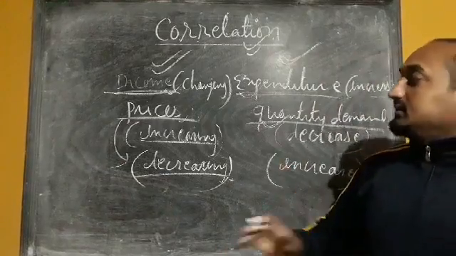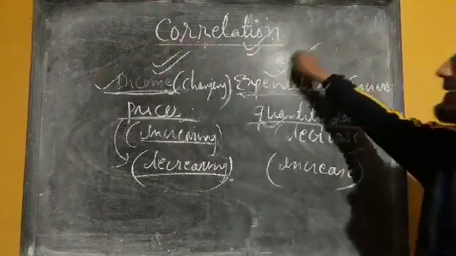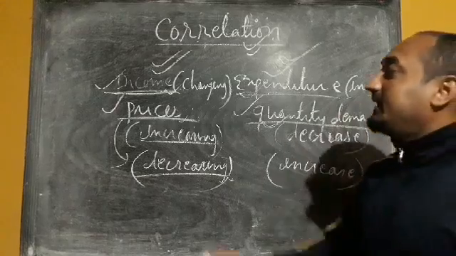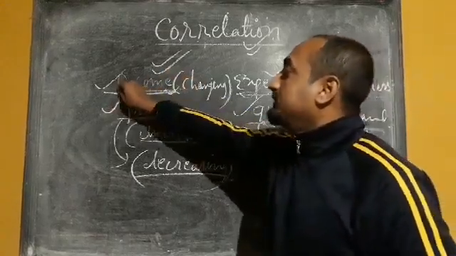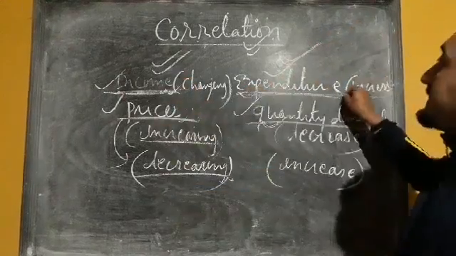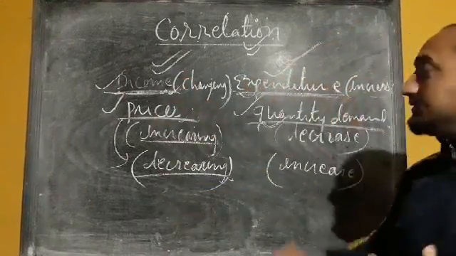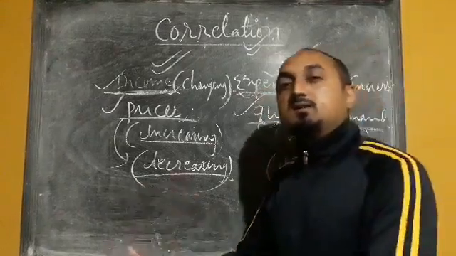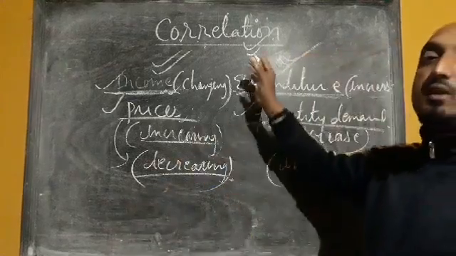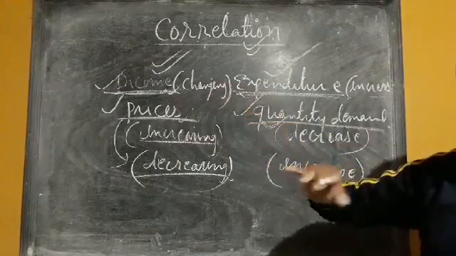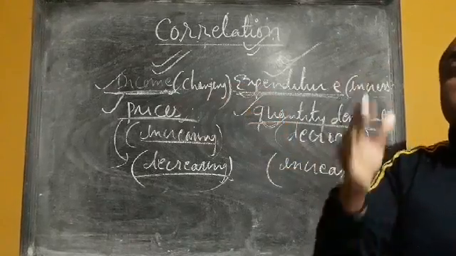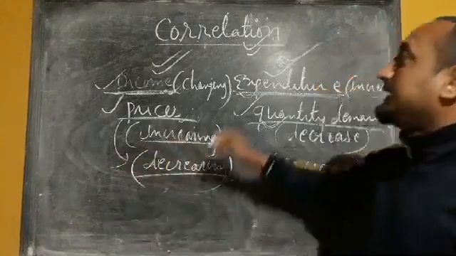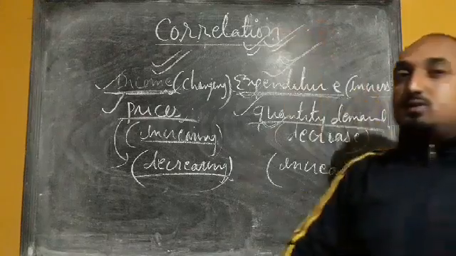If you take the example of income and expenditure, or price and quantity demand, in each case we have seen that if the value of one variable changes, it also changes the value of the other variable. If our income is increasing, expenditure will also increase. If our income is decreasing, expenditure will also decrease. So when one variable is changing, it is also changing the value of the other variable. That is exactly correlation. Once again, what is correlation?